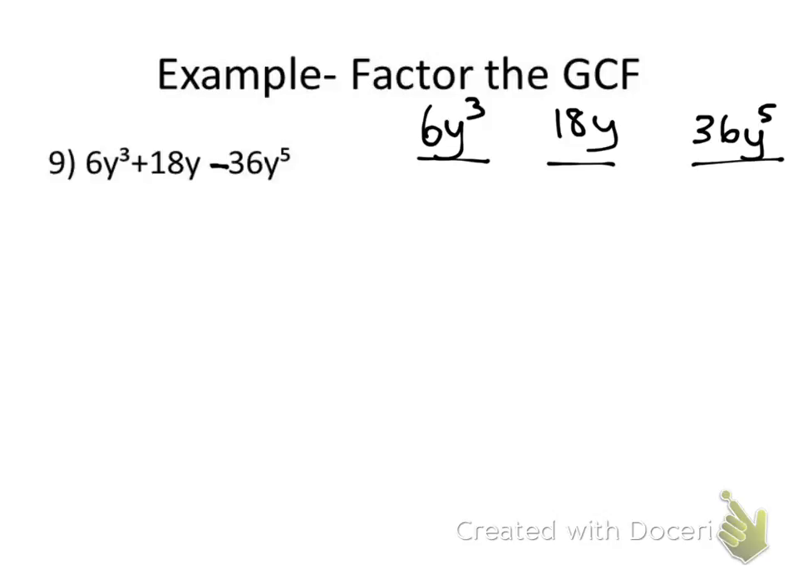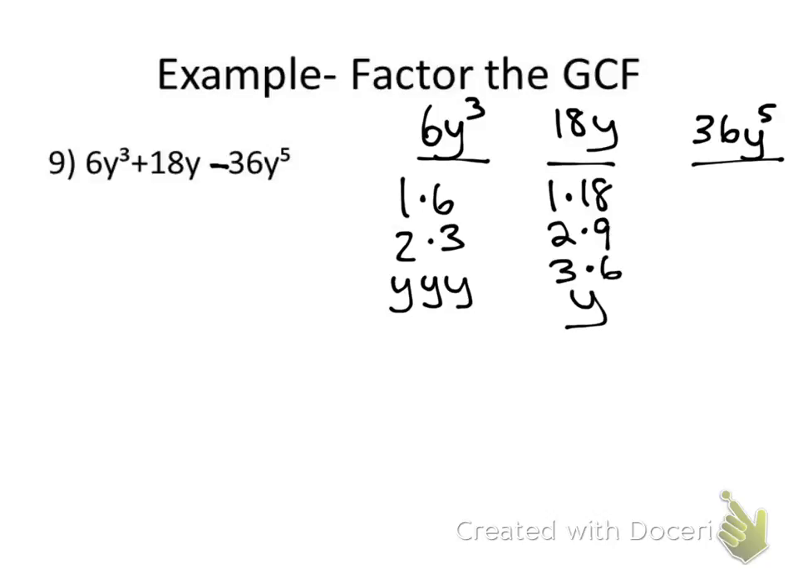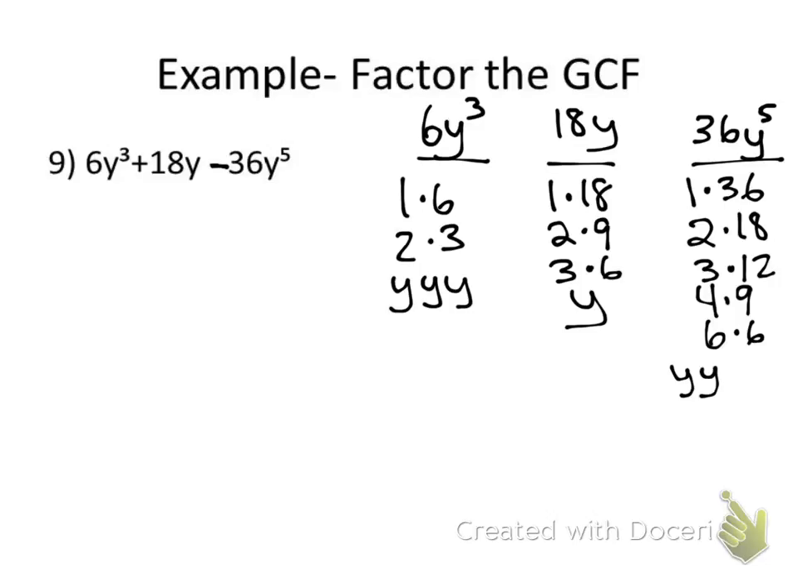Alright, so ways to make a 6. We got 1 and 6, 2 and 3. I'm going to list my y's. 18, we have 1 and 18, 2 and 9, 3 and 6, and 1 y. Back here I have 1 and 36, 2 and 18, 3 and 12, 4 and 9. Oh my goodness, this is a long one. And y, y, y, y, y.